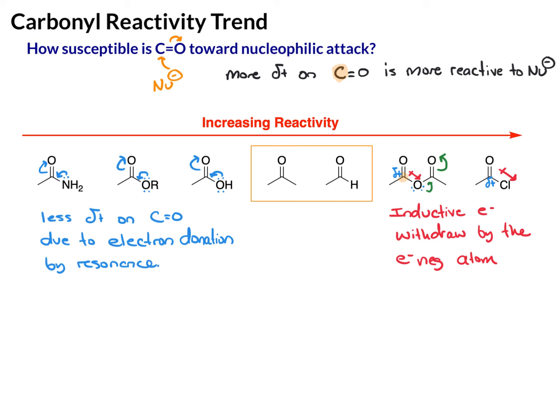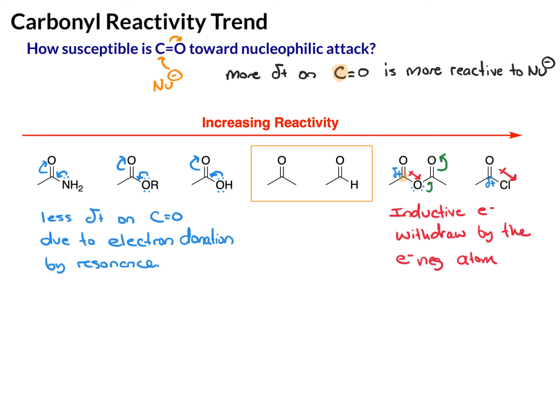Now, we'll look at the aldehyde and the ketone. They fall in the middle. So there's no big resonance donating groups attached. There's also no electronegative atoms attached, which is why they fall here in the middle. So in terms of the effects, there's purely inductive effects happening with the ketone and the aldehyde.